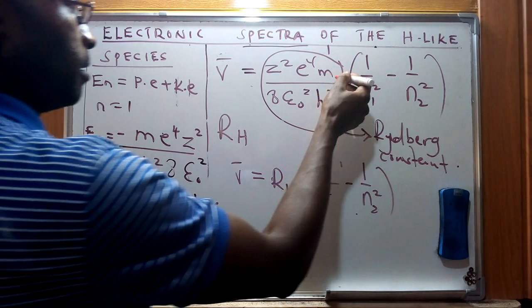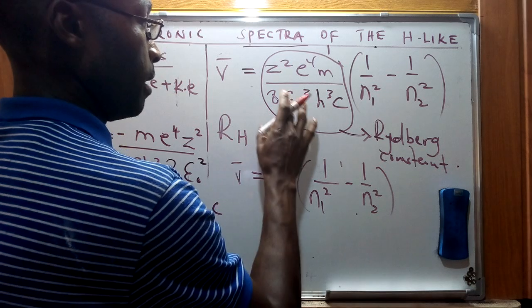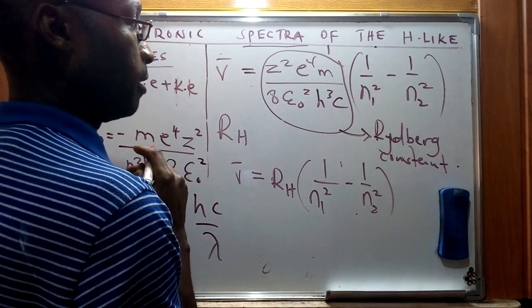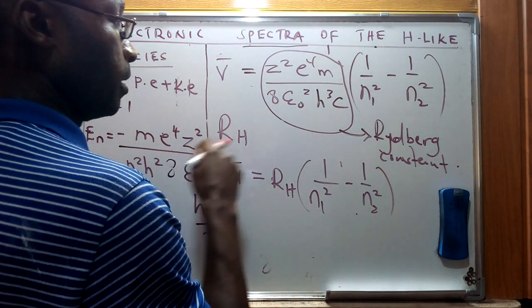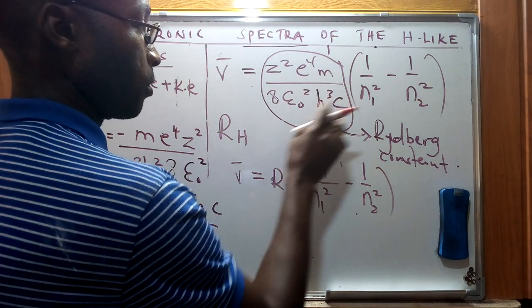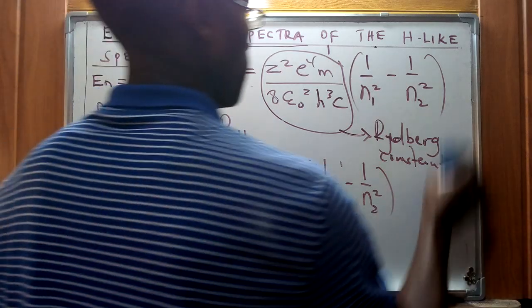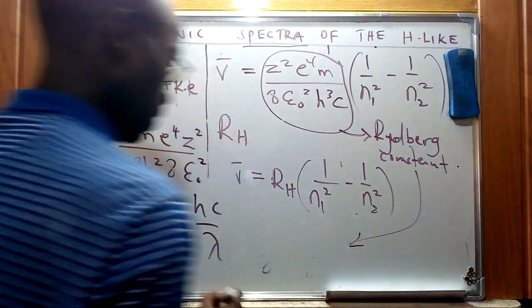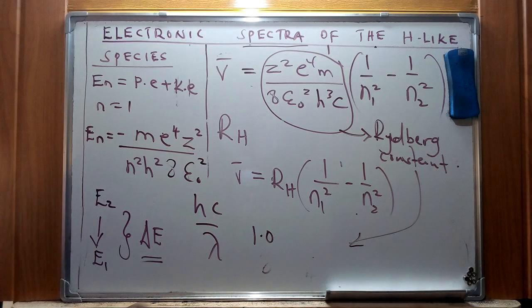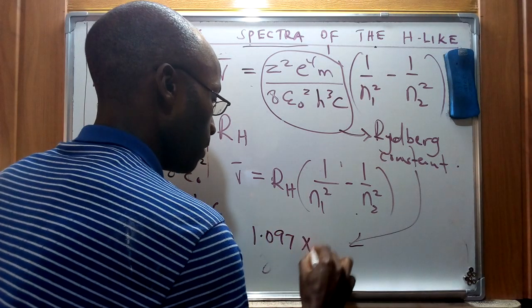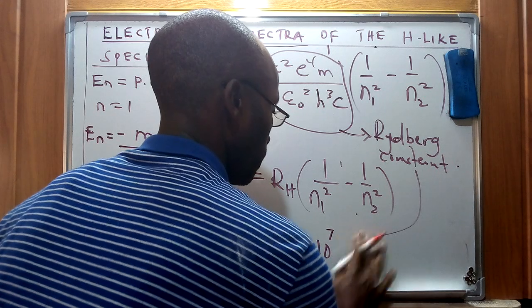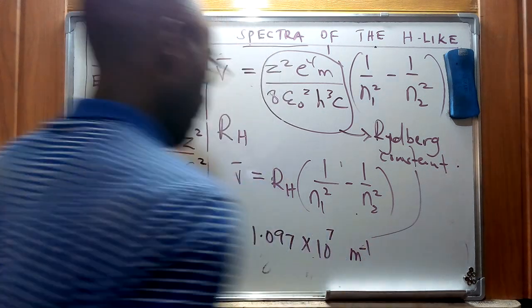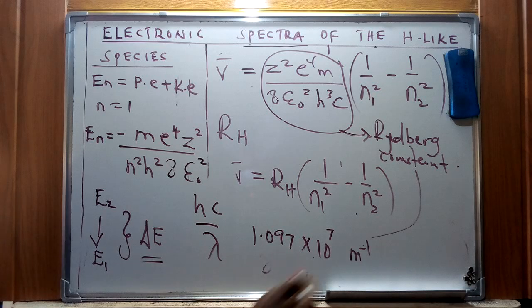If we try to look at this, in the first part of this formula, this is the number of protons, this is the charge of an electron, and this is the mass of an electron, permittivity, Planck's constant, and the speed of light. This can be given a value through substitution, which is going to be given as 1.097. So if you do a substitution for those various constants appearing in that particular case, then this is going to be 1.097 times 10 to the power of 7 per meter.